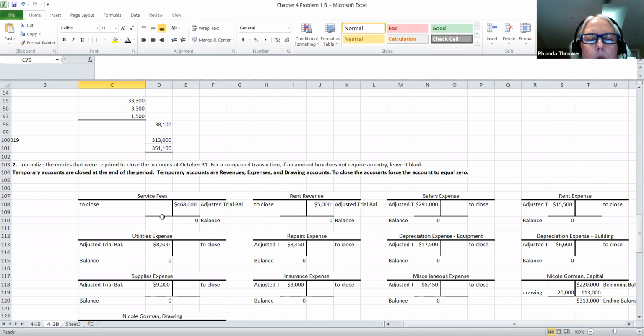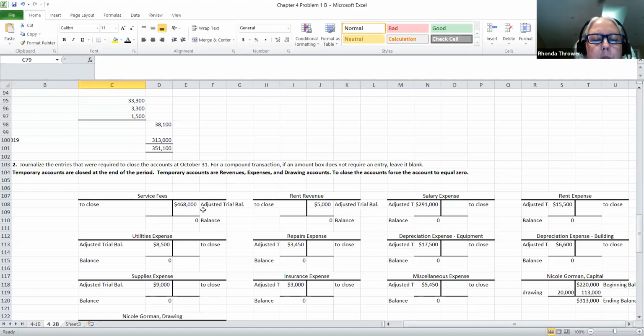And to do that, what I did is I just copied in the adjusted trial balance amounts for each one of these accounts. Another thing you might notice, if you're closing out all your revenues and expenses, you're really closing out all of your income statement accounts. So you can get this amount from the income statement too. But this is the starting balance that has to be closed.